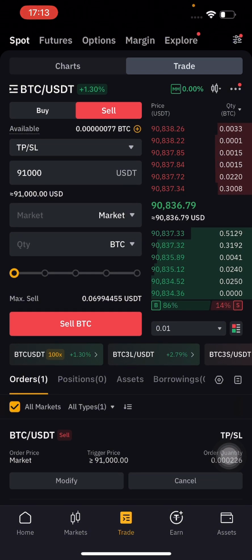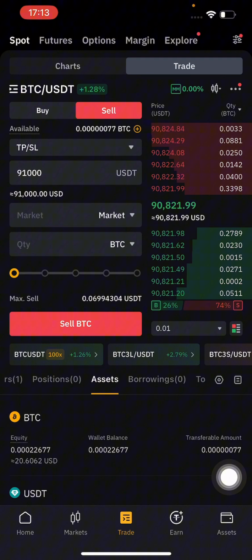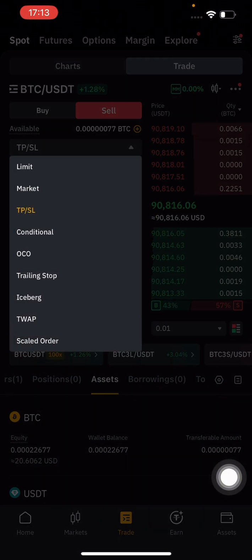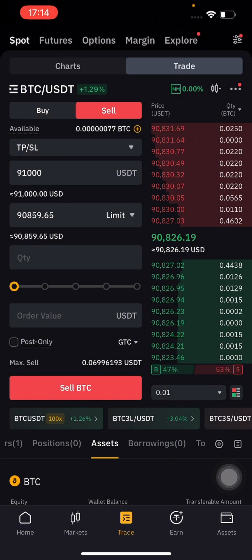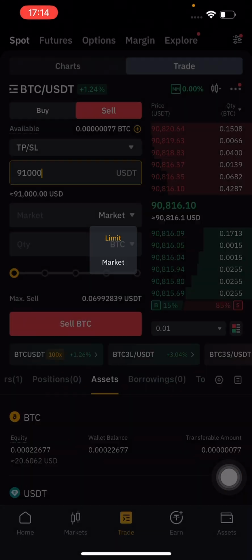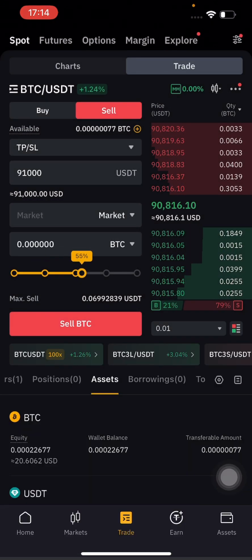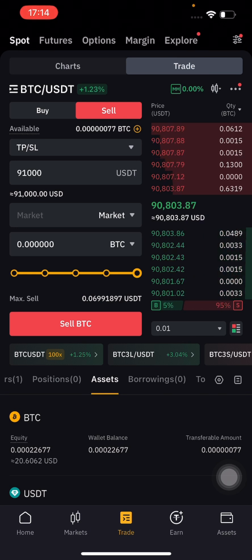How do you set TP? You come to sell after purchasing, when you already have the asset. Like me, I have Bitcoin right now. You now come to this sell. After you select TP / stop loss, you enter the price at which you wish to take your take profit. After that, you change this limit to market. Don't forget, guys, you change this to market, and then you enter the quantity of Bitcoin that you are willing to sell at that particular time when the price reaches that level. Okay, after that, you just click on sell.